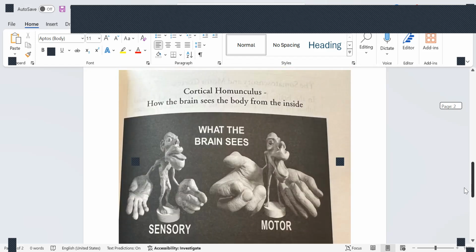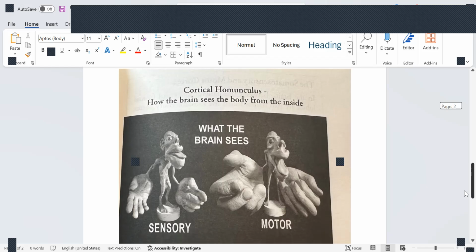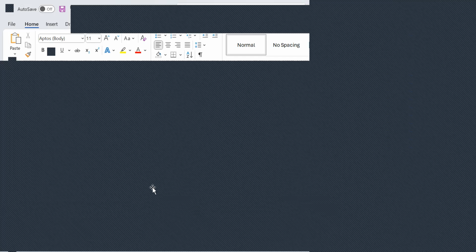Now, that's what's called cortical homunculus, and how the brain sees the body from inside. For example, the brain sees the sensory, all these organs. You see how sensations from the hand, the tongue, the face are much more representative and prominent here rather than the body itself. And look at the motor part. The motor part is the brain, the face, and the hands. They're very highly represented. Now, this is very important.